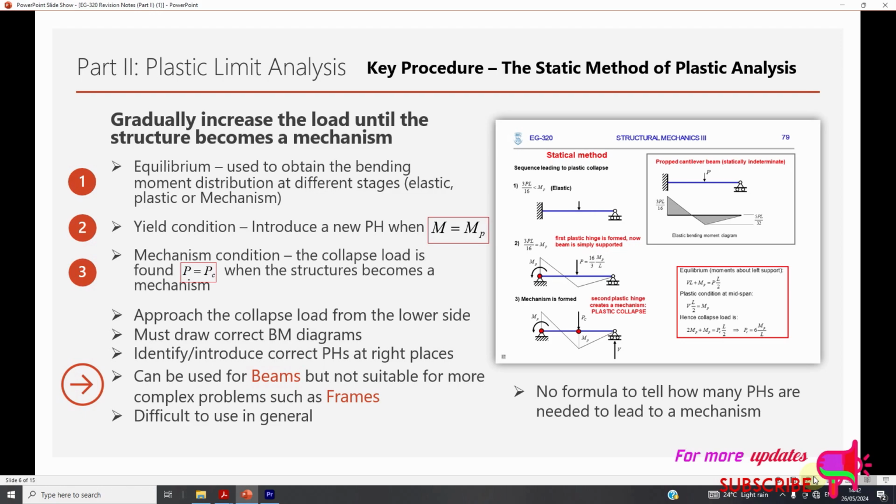Approach the collapse load from the lower side. Must draw the correct bending moment diagram, identify and introduce correct PH at the right places. Can be used for beams but not suitable for more complex problems such as frames. Difficult to use in general. That is the static method of plastic analysis. No formula to tell how many PH are needed to lead to a mechanism. So those are the advantages and disadvantages and what you need to know about static method analysis.